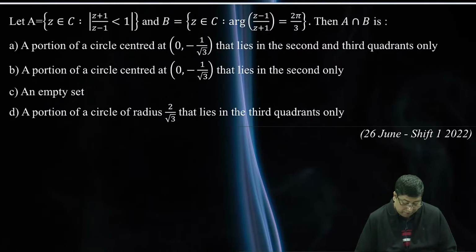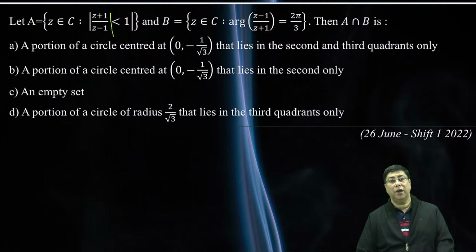26th June, shift 1, 2022. Let A be the set containing the complex numbers such that mod of z plus 1 by mod of z minus 1 is less than 1, and B be another set where argument of z minus 1 by z plus 1 equals 2 pi by 3. Then we have to get A intersection B, that is, the common points, the common locus of the two sets A and B. How to solve this sum? Let us see.